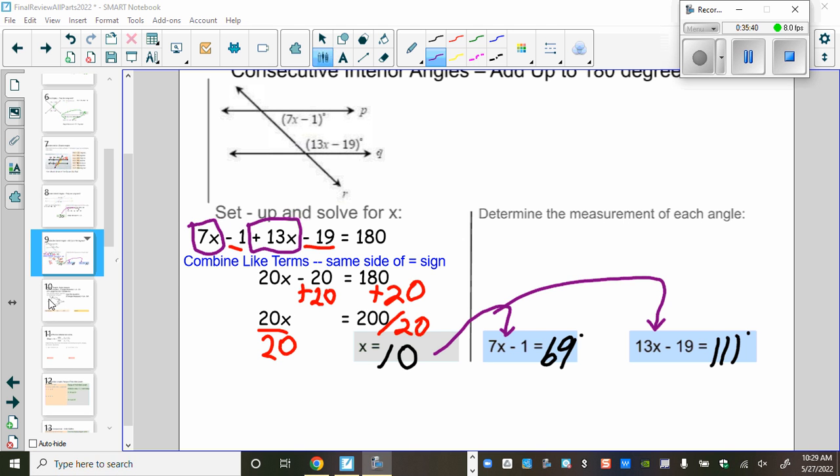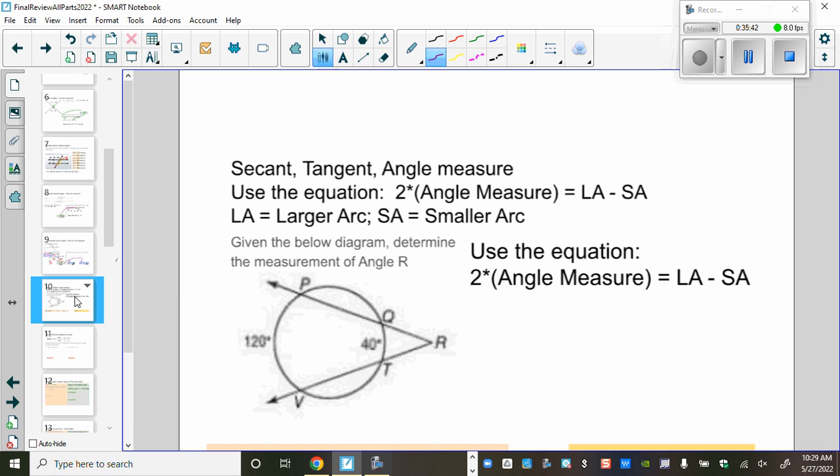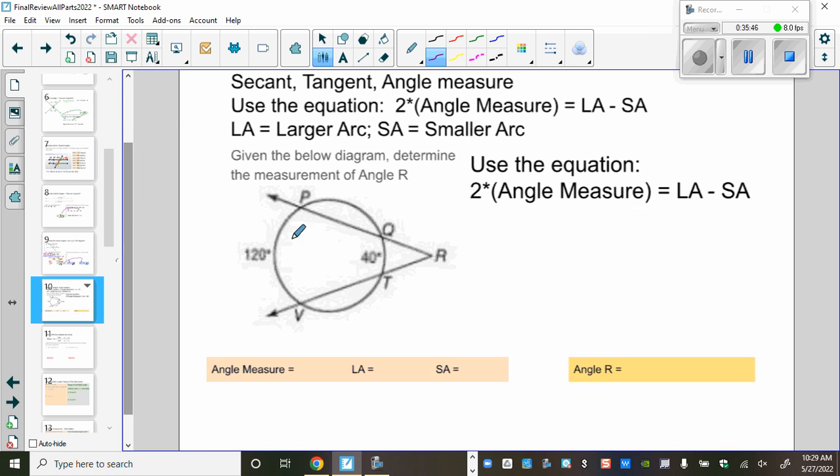All right, ready? Okay, this next problem. This one gave us a little bit of problems on the Unit 8 test. I think it was how it was presented that might have been the most difficult part. This one, I really wanted to talk to us about. So, given the below diagram, determine the measurement of angle R.